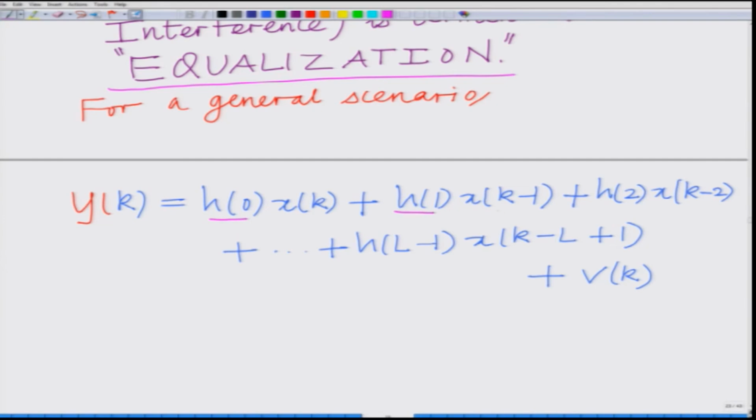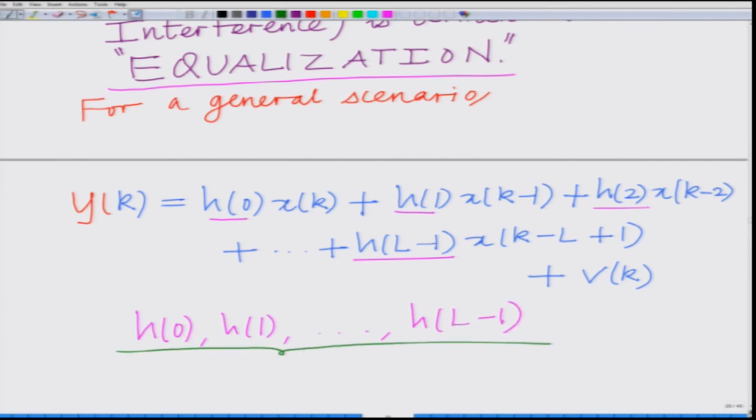So, you have h0, h1, h2, up to hl minus 1. These coefficients are known as the channel taps. These are basically your L channel taps. So, for a general system with intersymbol interference, yk equals h0 xk plus h1 xk minus 1, and so on until hl minus 1 times xk minus l plus 1, plus the noise sample vk, and therefore you have L channel taps h0, h1 up to hl minus 1.